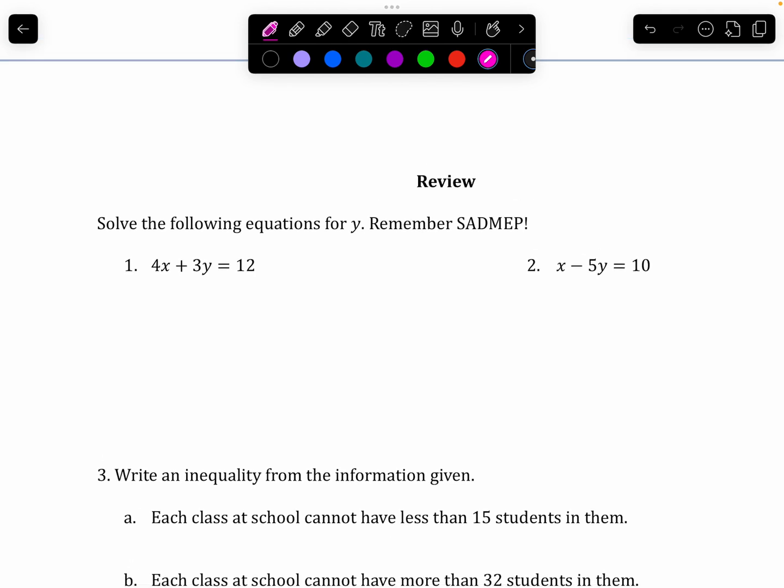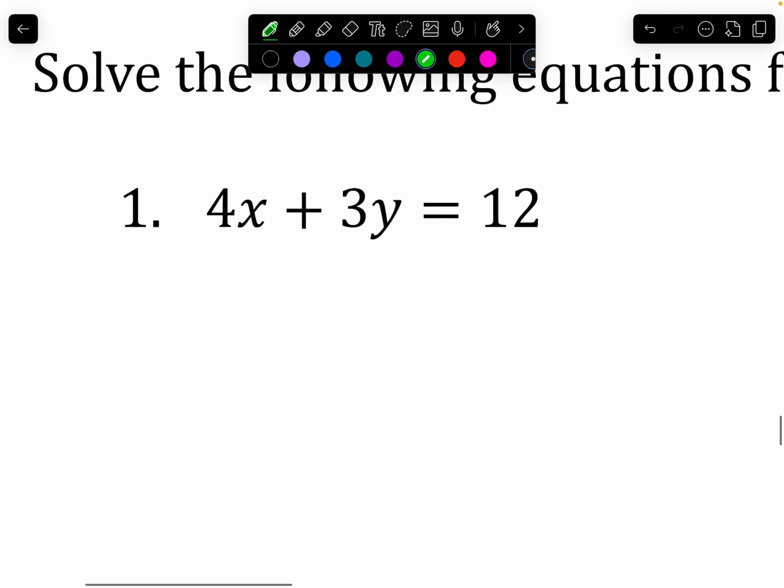Let's review some of the stuff that we've done previously. So this is all Unit 1 review. Not all of it, but some of it is. This is 1.5, where we have to solve the following equations for y.